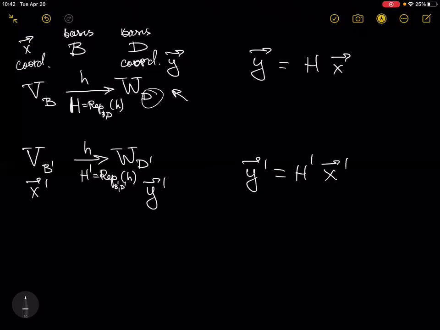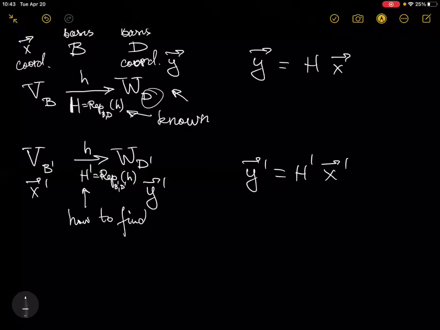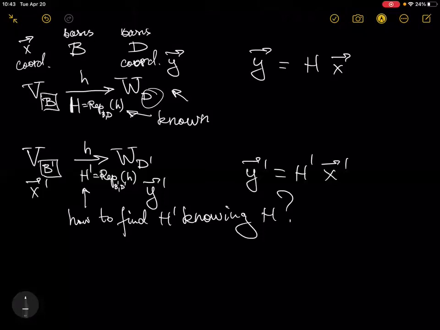Now, the question is: suppose this is known. How to find H prime knowing H? Okay, this is how. Pay attention. If you know bases B prime and B, you can find the transition matrix, right? For example, the transition matrix from B prime to B.